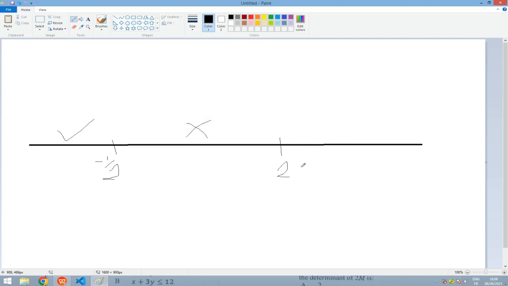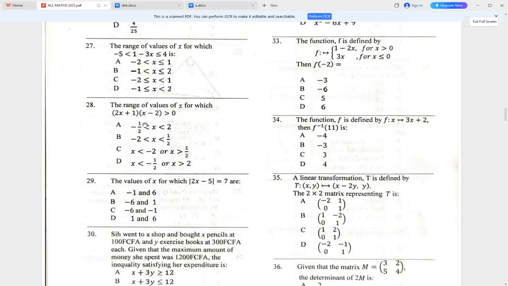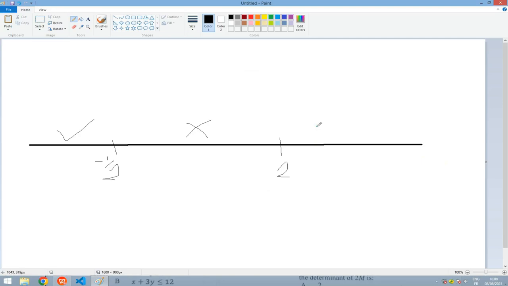Now taking values higher than 2, let's say 3. Substituting 3 in this inequality, we have 2 times 3, which is 6. 6 plus 1 is 7. Now here we have 3 minus 2, we have 1. 7 times 1 is 7, which is greater than 0. So values above 2 satisfy this inequality.